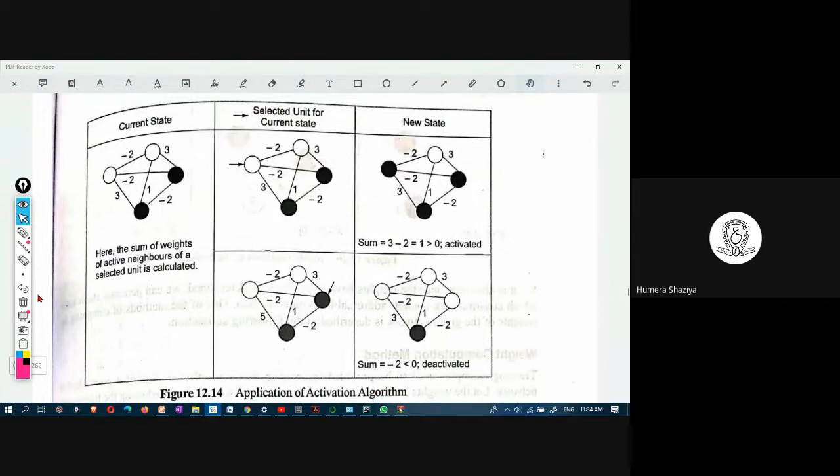This is the current state. Based on the current state, the value for every node is calculated. For this node, it is 3 minus 2, equal to 1, and because 1 is greater than 0, it satisfies the threshold and gets activated. And for this other node, its value is minus 2. Because its value is less than 0, it gets deactivated.